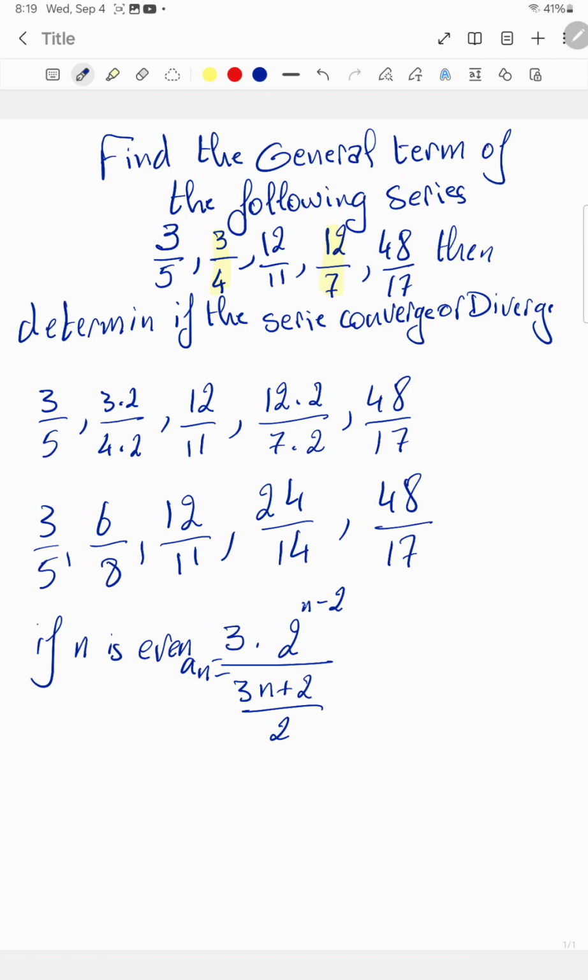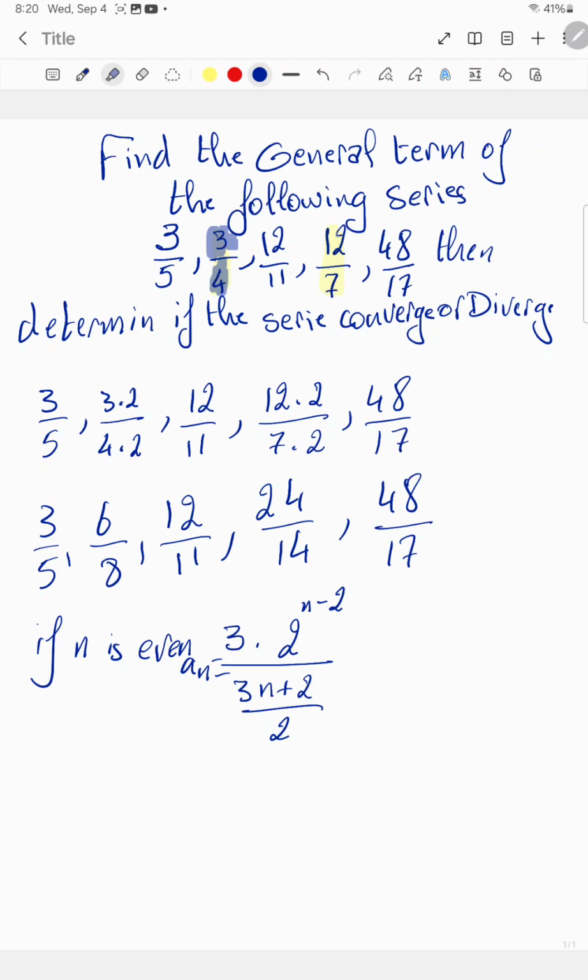So if n is even, in that case n is equal to 2, we start with 2 minus 2 is 0, 2 to the power of 0 is 1, and 3 times 1 is 3. So now I have this term. This is how I get this 3 here. And then in the denominator, 3 times 2 is 6, plus 2 is 8, divided by 2 is 4, and this is my 4 here.